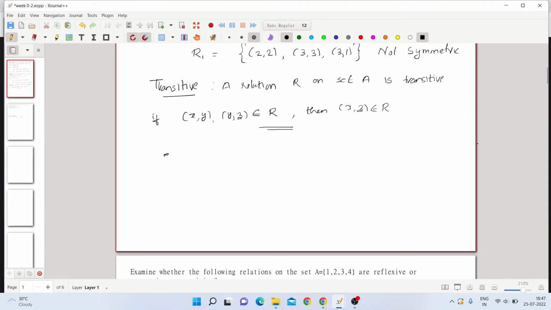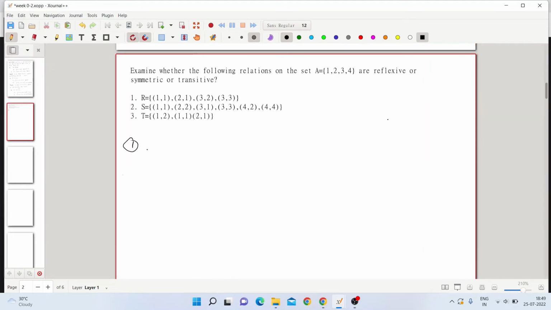First we will check the reflexivity of R. In order for R to be reflexive, we need (1,1), (2,2), (3,3) and (4,4) to be in R. But we can see (2,2) is not here in R and (4,4) is not here in R. Therefore, R is clearly not reflexive.